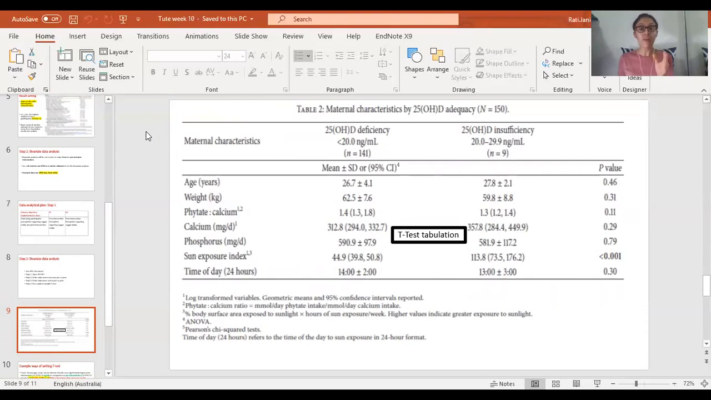Okay, I repeat myself. You report means, standard deviations, pre-intervention, post-intervention, and p-value when you are reporting results in tabular form for a paired sample t-test. I hope that is super clear. All right.